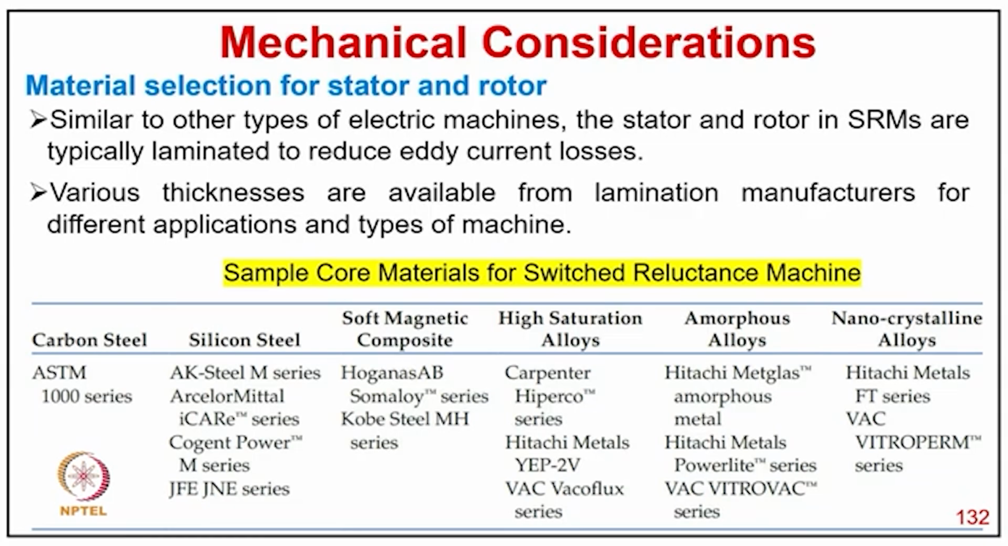Now, similar to other types of electrical machines, the stator and rotor in SRM are typically laminated to reduce the eddy current losses. Various thicknesses are available from lamination manufacturers for different applications and types of machine. The sample core materials for reluctance motor here are carbon steel AISI 1000 series, then silicon steel M series, then soft material Halogen AB, then high saturation alloy Carpenter Hiperco, then amorphous alloy Hitachi Metglas, and then nanocrystal alloys like Hitachi Metals FC.